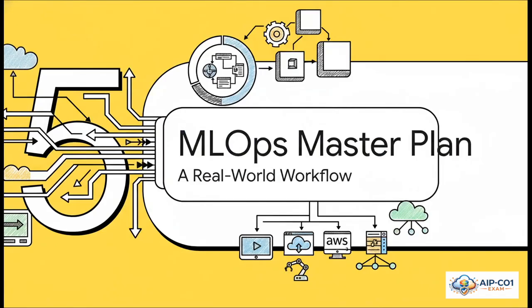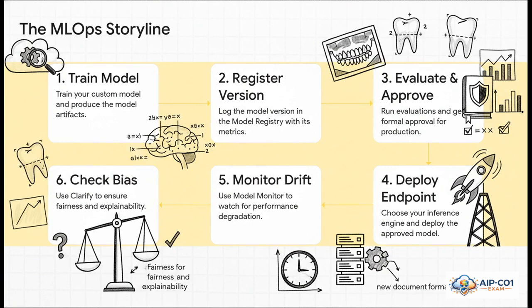So let's put all these pieces together. Let's see what a real-world MLOps master plan actually looks like in action. This is the classic storyline. Let's imagine you're building a special model to classify dental documents. First, you train your custom model. Step 2, you log that specific version in the model registry. Then it has to go through a formal evaluation and get approved for production. Once it's approved, you deploy it using the right inference engine for the job. But you're not done. You then set up Model Monitor to watch for drift, and you use Clarify to make sure it's fair and explainable. See? It's a complete, governed end-to-end workflow.